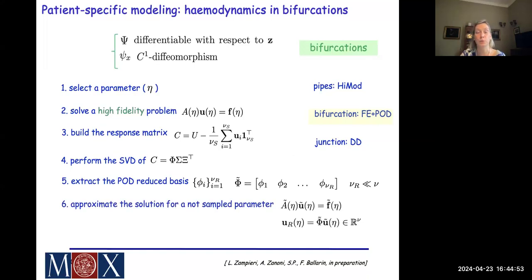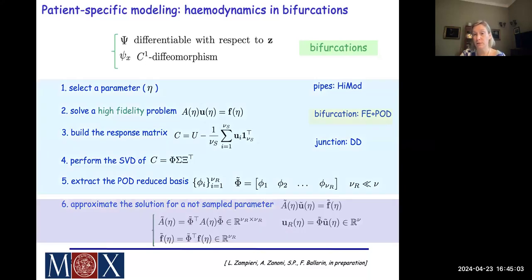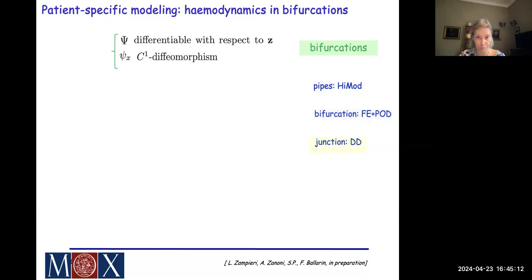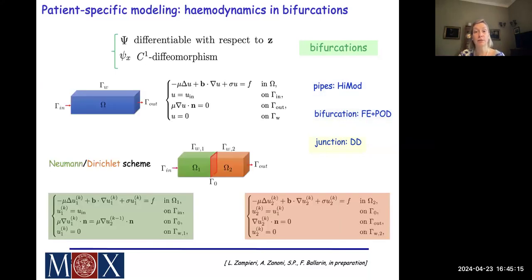And at this point, we select a new value for the parameter, and via a projection step, we recover the new approximation. This is carried out according to a standard offline-online paradigm. Concerning the junction of the different models, essentially we resorted to a domain decomposition, in particular a Neumann-Dirichlet scheme.